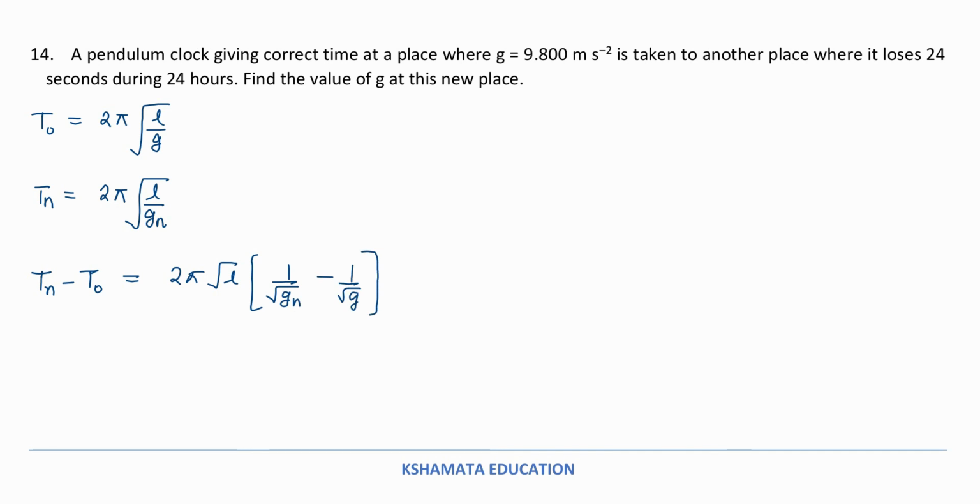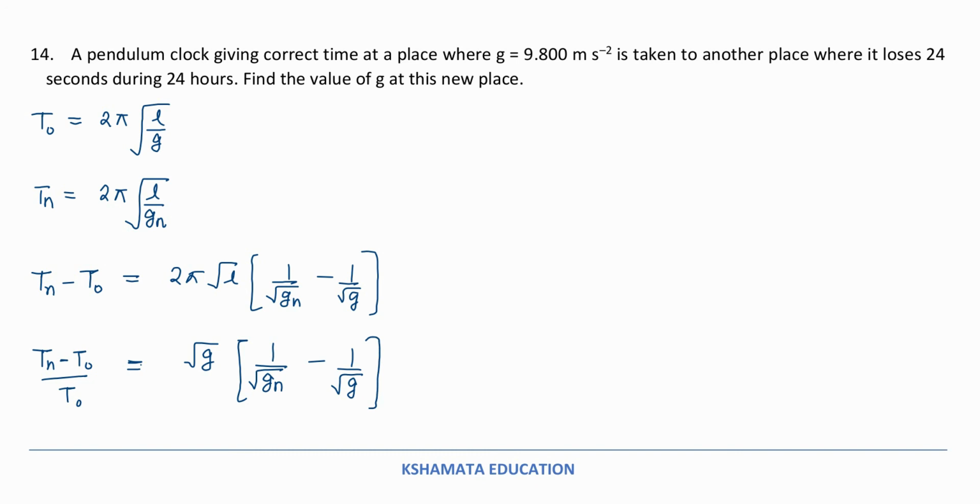So over here, if I calculate the ratio (Tn minus T naught) by T naught, where T naught is equal to 2 pi root over L by g, then if I divide by 2 pi root over L by g, what remains is root L times (1 by root Gn minus 1 by root g).